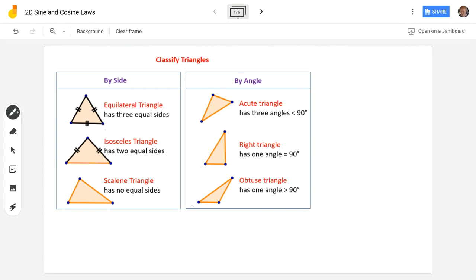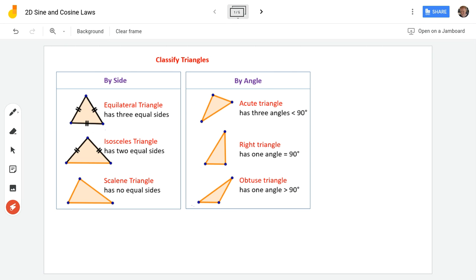Okay, so here's a graphic you've seen before in one of the other videos I made a few weeks ago. It's to classify triangles. Just some things to keep in mind as we go forward with trigonometry. Here are the three different types of triangles you can name by side. And then over here, naming them using angles.